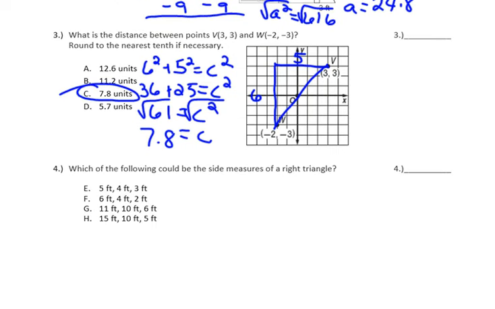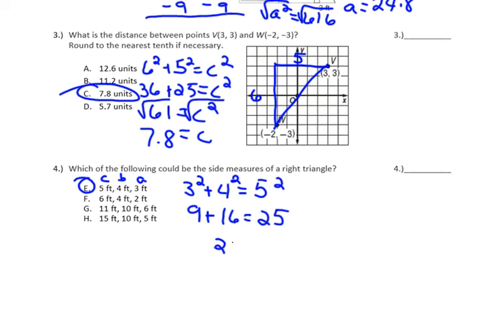Which of the following could be the side measures of a right triangle? They gave them to you out of order, so you have to realize that. So you're trying a squared plus b squared equals c squared. It ends up being choice E. This is A, B, and C. They were written backwards. So 3 squared plus 4 squared equals 5 squared. 9 plus 16 equals 25. And 25 actually does equal 25.